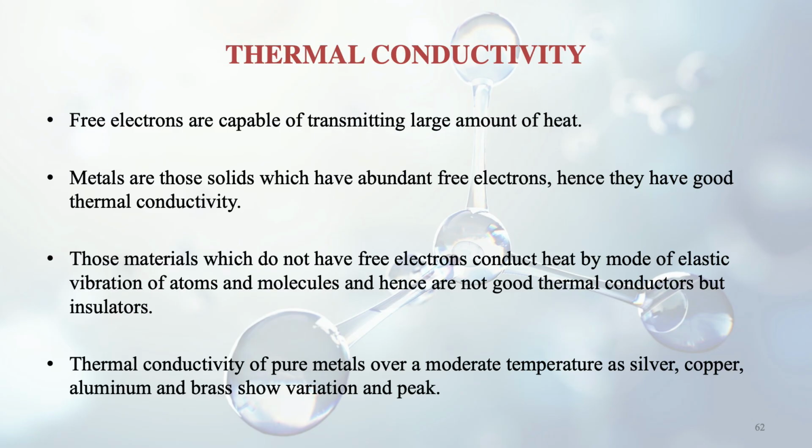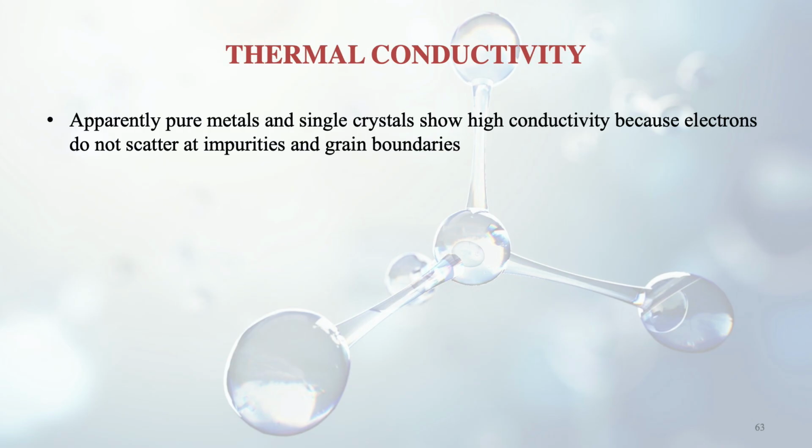Thermal conductivity of pure metals over a moderate temperature range, such as silver, copper, aluminium and brass, shows variation and peaks. And apparently pure metals and single crystals show high conductivity. Why? Because electrons do not scatter at impurities and grain boundaries. So these free electrons are not scattered by the grain boundaries and the impurities. That's why the pure metals show very good thermal conductivity.